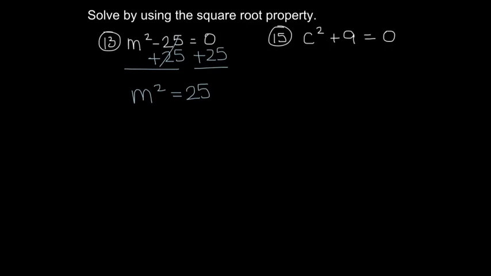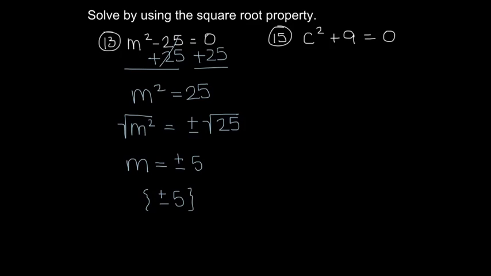Now that I have the entire left side of the equation being squared, I can take the square root of both sides to eliminate that exponent. But I have to remember that because I'm solving an equation, when I take the square root of the right side, I have to account for both the positive and negative values of the square root. So that's why I have to include this plus or minus. Simplifying, the square root of m squared gives me m equals plus or minus the square root of 25, which is just 5. So my solution is plus or minus 5, which is just a shorthand way of writing positive 5 and negative 5.